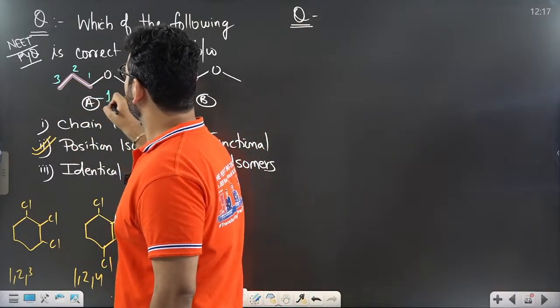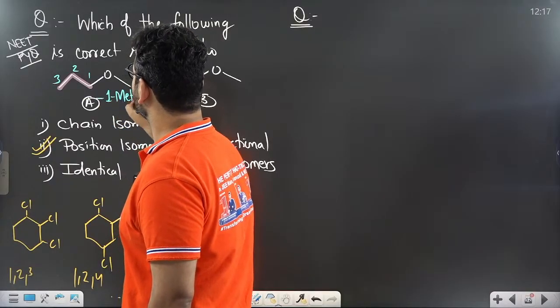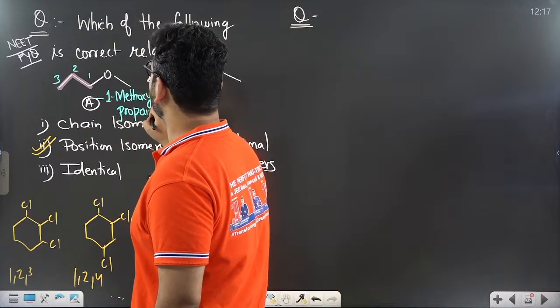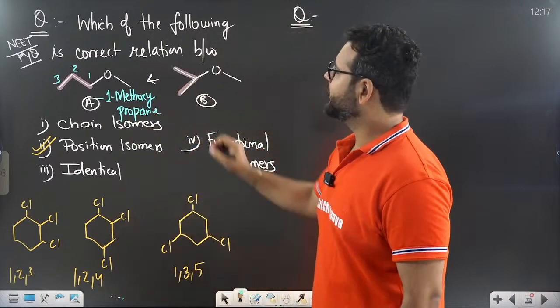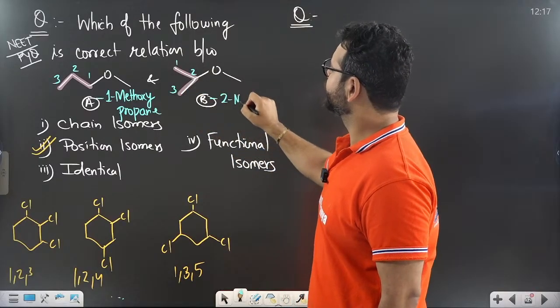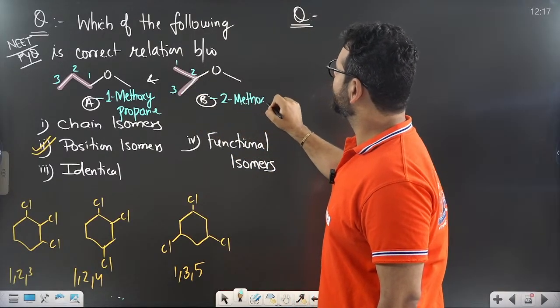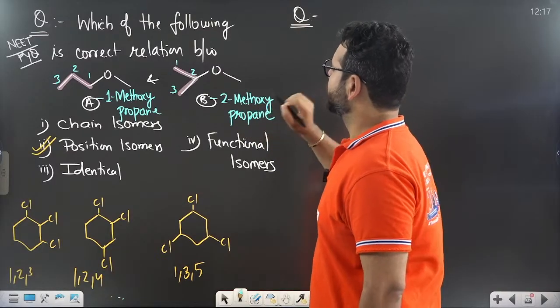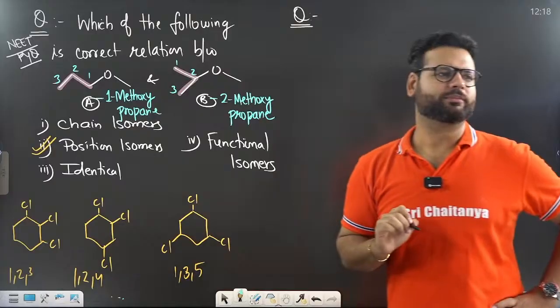It is 1-methoxypropane. Here, when I number it, 1, 2, 3, it is 2-methoxypropane. 2-methoxypropane. Got trapped again.